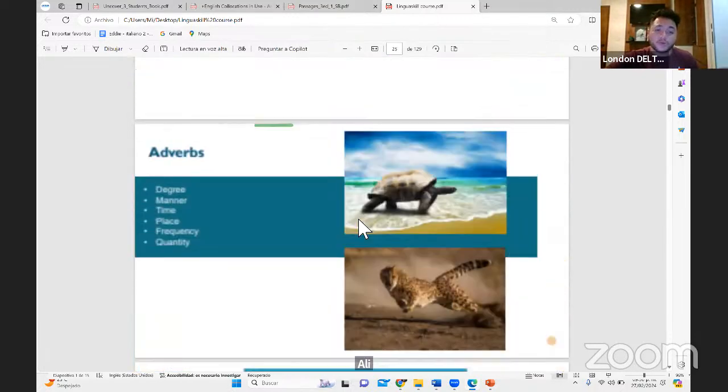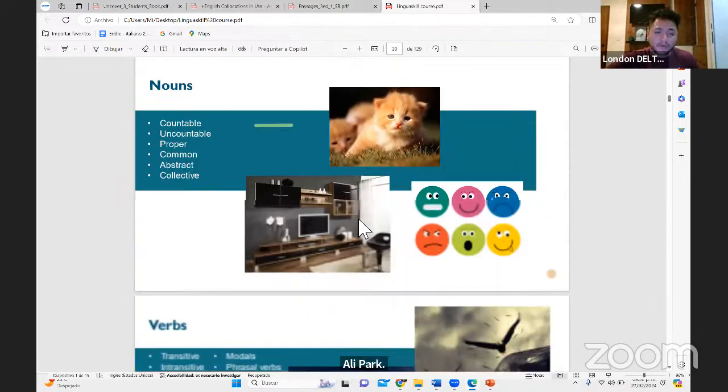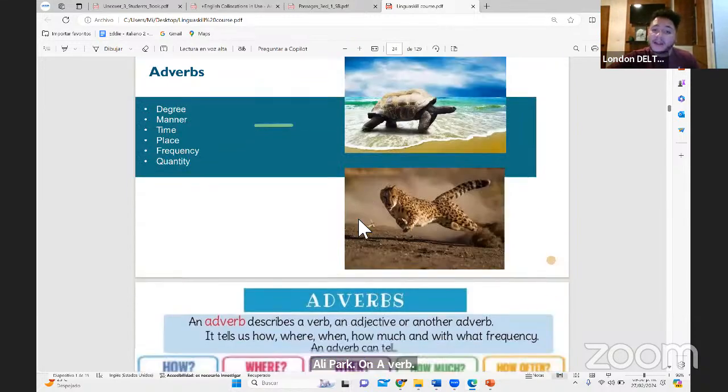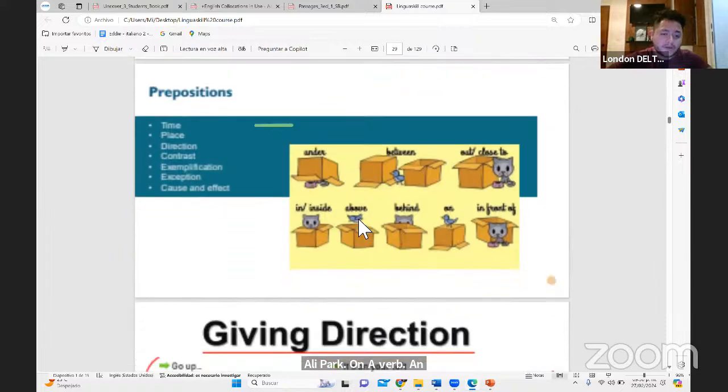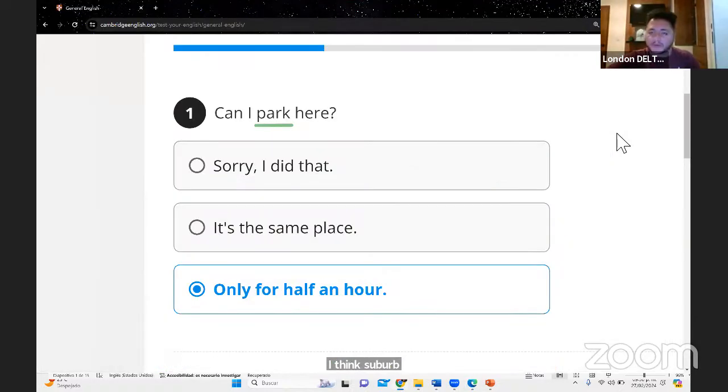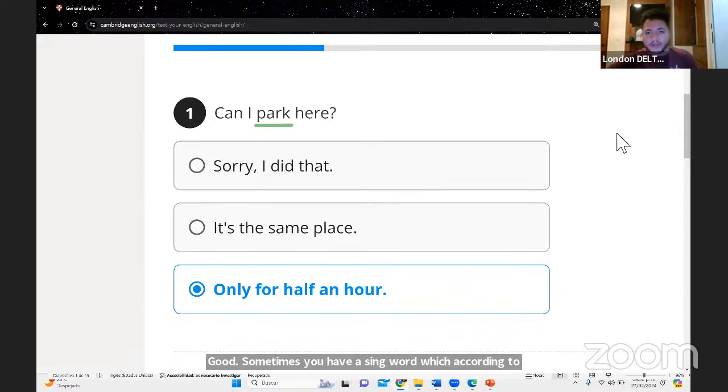¿Será un sustantivo? A noun? A verb? An adverb? An adjective? What do you think? I think it's a verb. Good. It's a verb. Sometimes you have the same word, which according to the context will have another meaning, right?